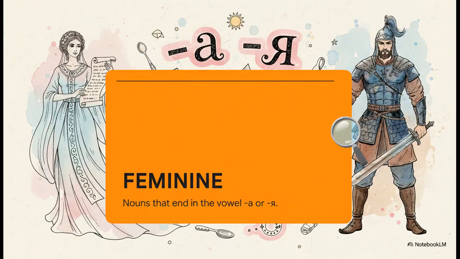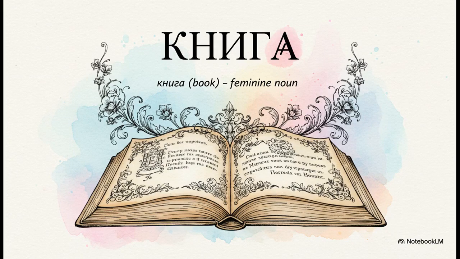All right, next up is the feminine gender. And for this one, the rule is just as clear. What you're looking for are nouns that end in the vowel a or ya. If you see one of those endings, you've nailed it. That's a feminine noun. So, for example, the word for book is "kniga." That a at the end is a dead giveaway. It's our big, clear signal that this word is feminine.